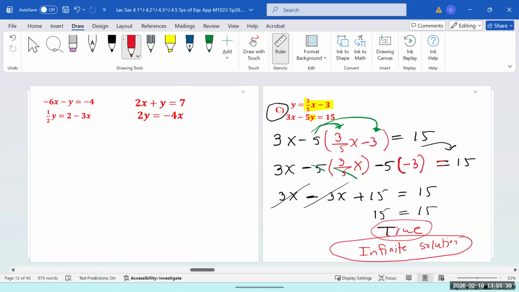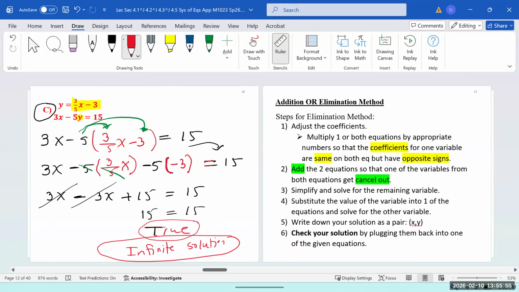So the trick is fraction. Usually in this class, fraction means no or infinite solution. Now, if you don't have a fraction, you still have three choices: infinite solution, no solution, or unique solution. So let's go to the third method.